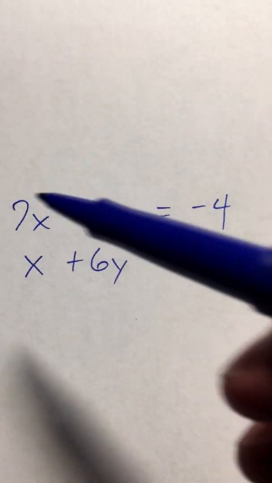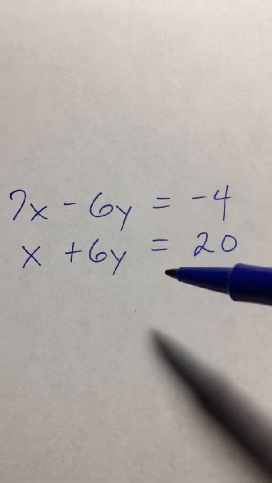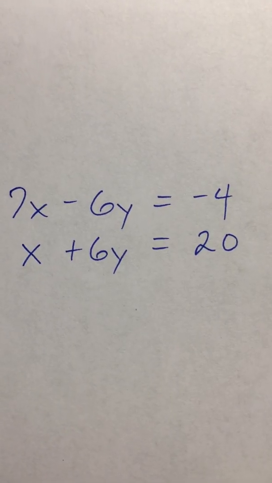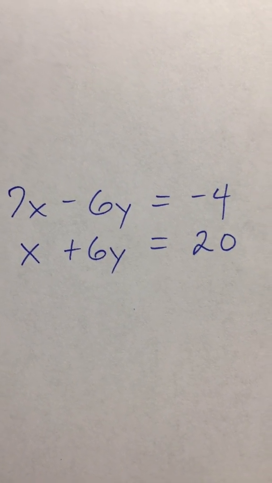Okay, so here's this one. Notice they are stacked up because the x's are lined up together, the y's are lined up together, the equal signs are lined up, and the numbers are lined up. And of course, you could rearrange them if you needed to put them in that order. But they're already lined up for us that way. So these are very simple ones because they already came in this beautiful format.